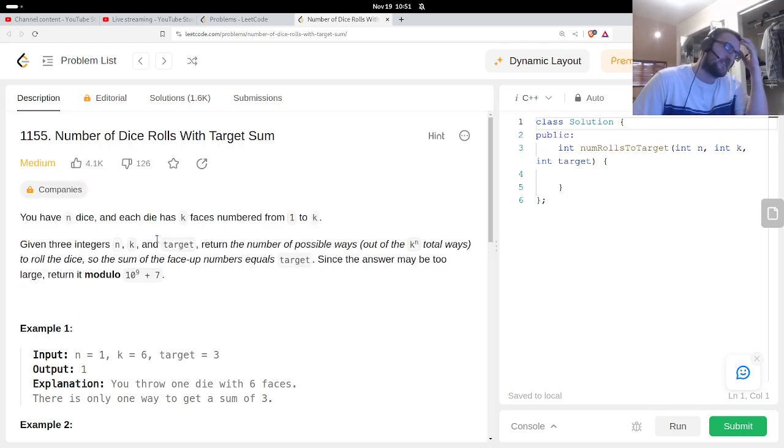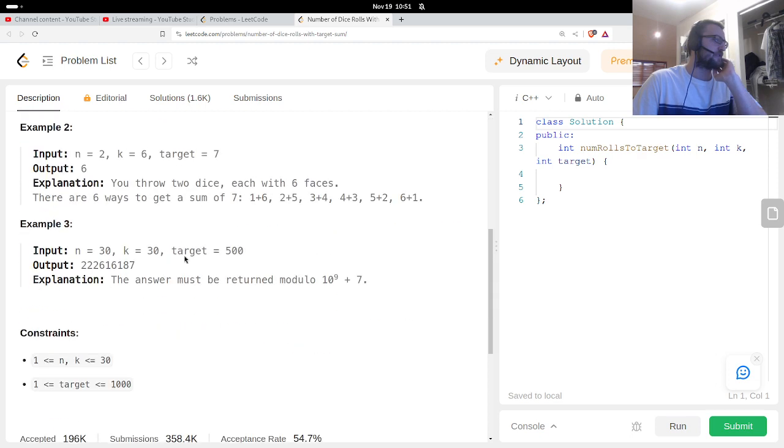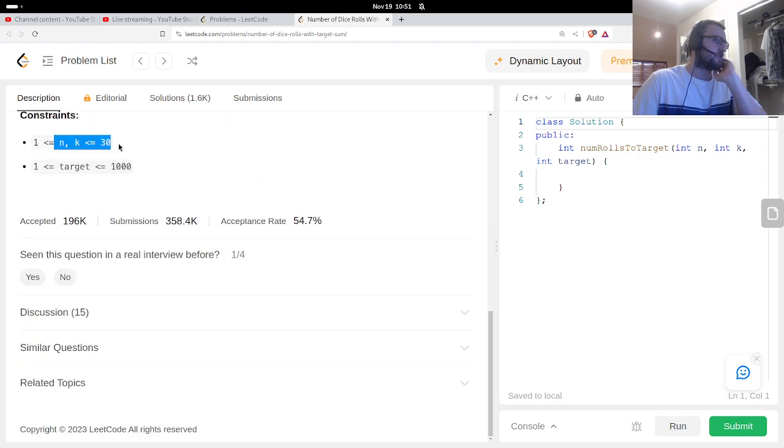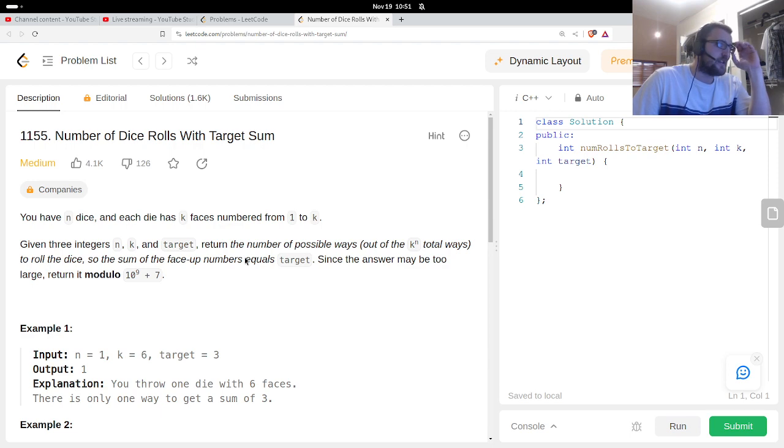You have n dice, and each die has k faces numbered from 1 to k. Given 3 integers n, k, and target, return the number of possible ways out of the k to the n total ways to roll the dice so the sum of the face-up numbers equals the target. Since the answer may be too large, return it modulo 10^9 + 7. n and k are between 1 and 30, and target is between 1 and 1,000. The acceptance rate is not too bad.